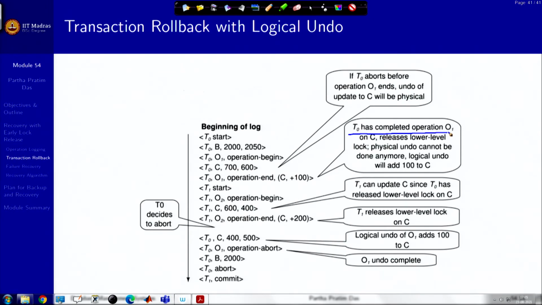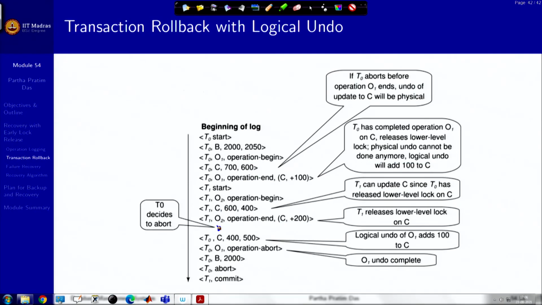So, T0 has completed operation O1, the low level locks are released, physical undo cannot be done anymore, logical undo will add 100. We are at this point. Then another transaction T1 starts with another operation O2, which updates C from 600 to 400, and the operation end writes the corresponding logical undo operation, which is adding 200 to it, 600 minus 400. Right. So, T1 can update C since T0 has released the low level lock on C, that is why it is possible. T1 comes to the end of operation O2, releases the low level lock on C. Right.